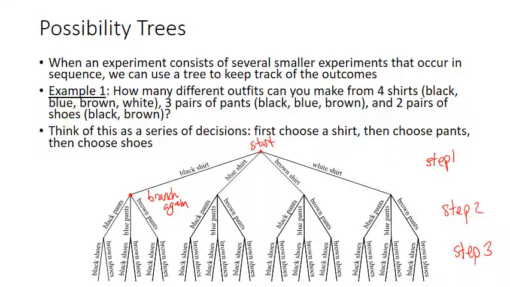I hope you can see that each of these different lines through the tree would give you a different outfit. For example, if I look at this branching process right here, brown shirt, black pants, and black shoes, that's one whole outfit. So how many different outfits are there in total? Well, you just have to count how many ways there are to get through the tree. If you go down to the bottom and count, you'll find that there are 24 different possible outfits.